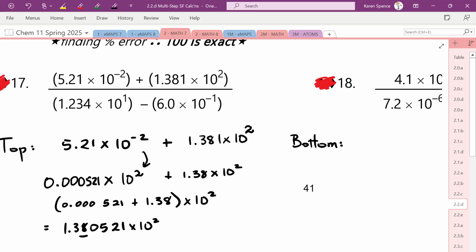I would recommend doing the top, then the bottom, and then doing the division. So if you finish the top, you can check and see if you got the same answer as I did. And you can see if I'm right. Sometimes I do things wrong. So it's always possible.